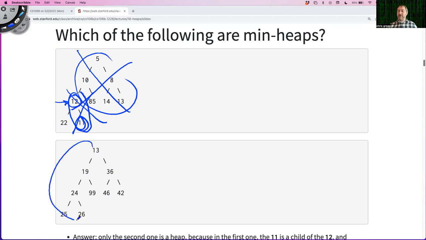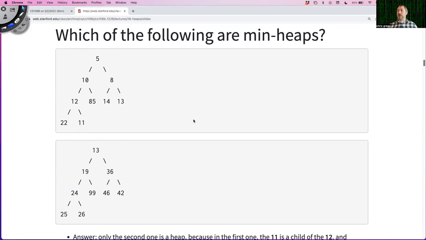So to be a heap, it has to have the heap property, meaning this is not a heap. This one, if you look at all of them, if you pick any one, 36, both of its children, 46 and 42, are bigger, so that's fine. Pick 24, 25 and 26 are bigger. And by the way, 19 is smaller and 13 is smaller. So you could do this for the entire one. Very good. That's how we determine if it's a heap.